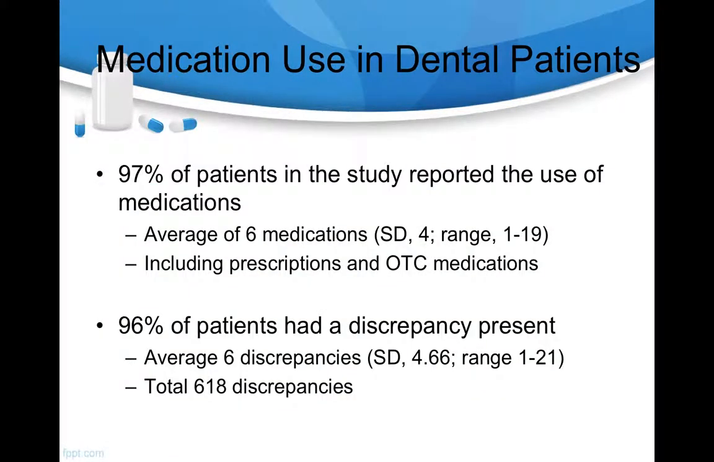We did find that 97% of the patients, so 97 patients in the study, were using medications, and the average number of medications the patients were using was 6. That includes both prescriptions and over-the-counter medications. We also found that 96% of the patients had discrepancies between what was listed in the dental chart and what was actually used by patients, with an average of 6 discrepancies per patient. There were a total of 618 discrepancies present.